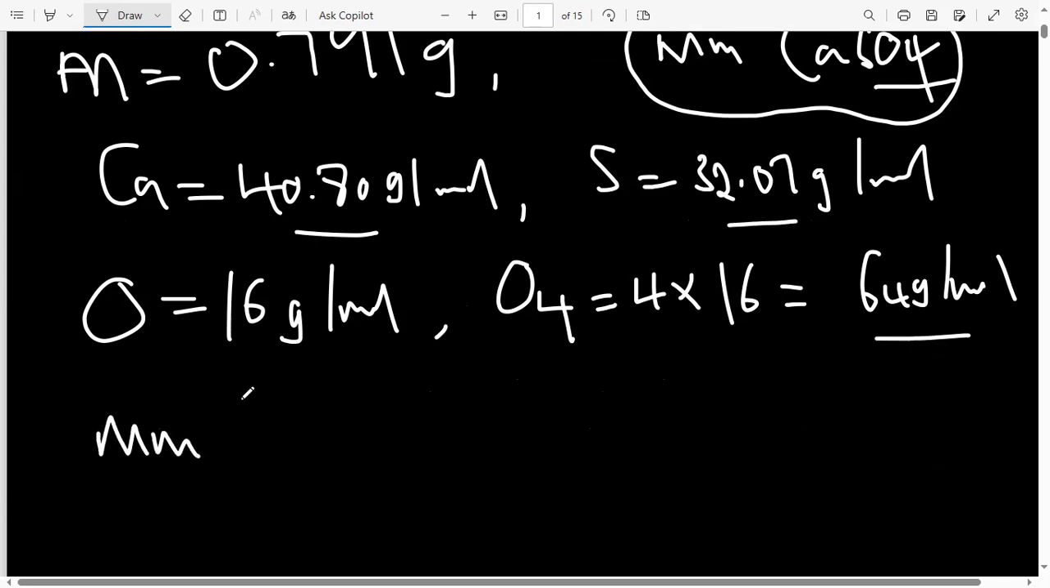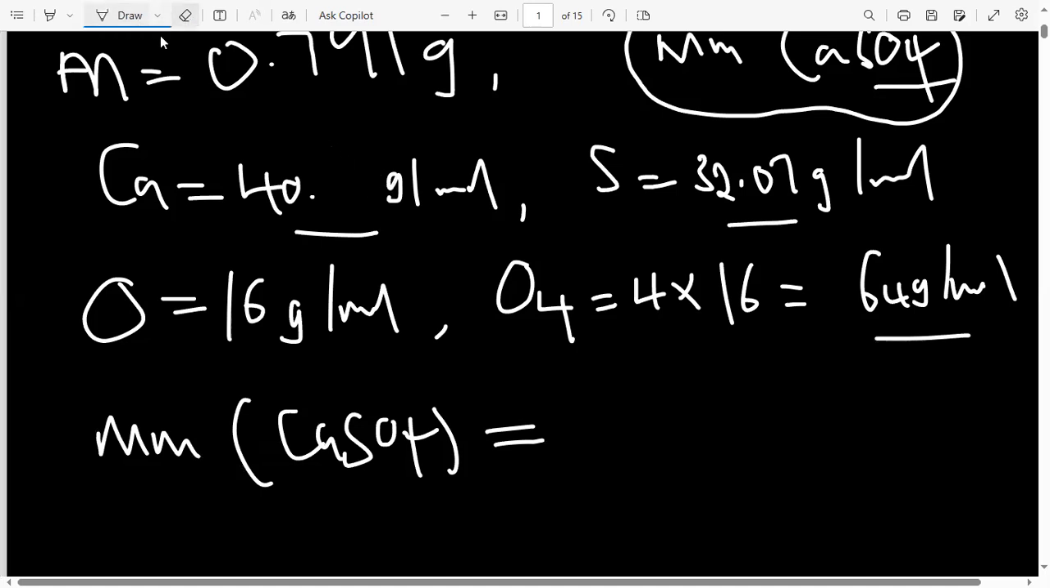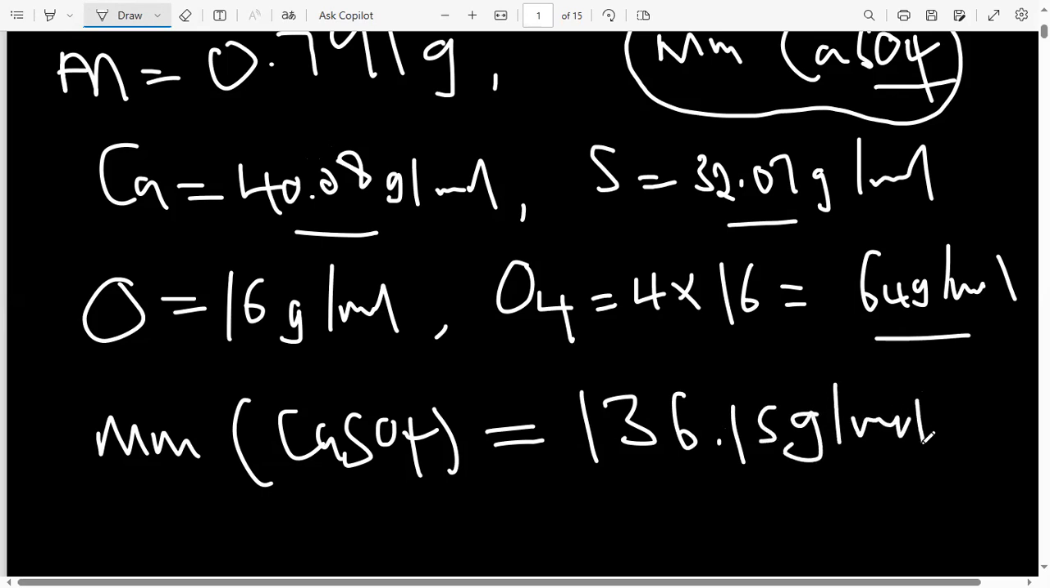So, the molar mass of calcium sulfate. Just punch those values on your calculator to see what you're going to get. Let me punch them on mine. I'm adding 40.08 plus 32.07 plus 64, and I'm getting 136.15 grams per mole. So this one here is my molar mass.